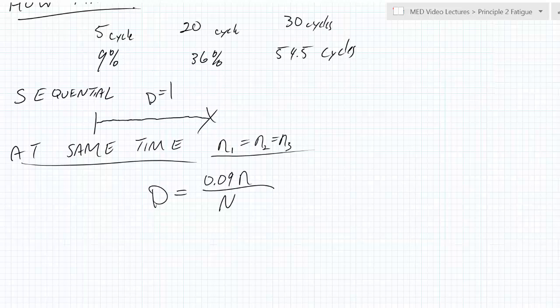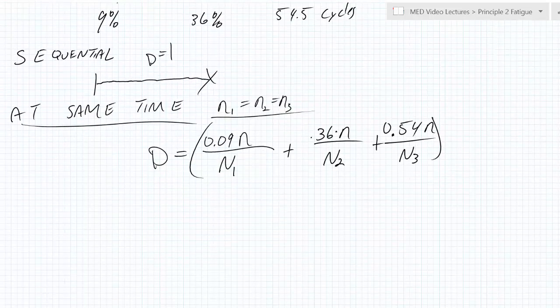So we know we're going to spend about 9% of our time in cycle 5 if these are happening at the same time. And we know we're going to spend about 36% of our time at cycle 2, and then finally 54% of our time at cycle level 3.